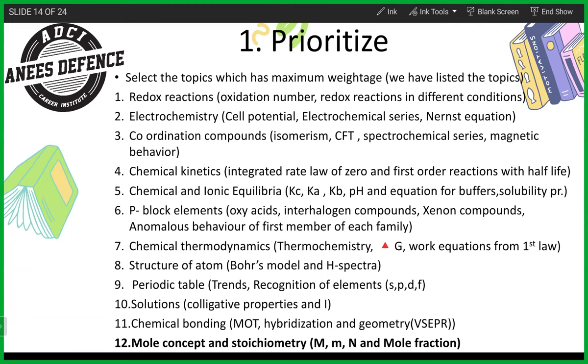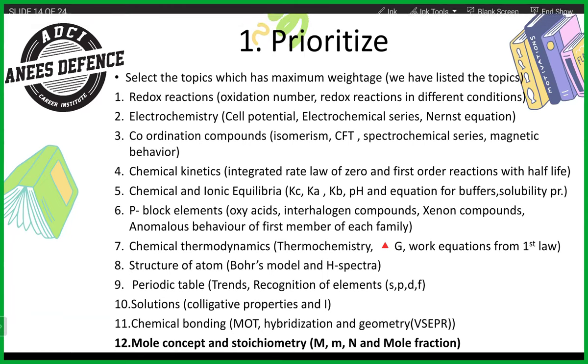Normality is the concept where we come across the process of neutralization between acid and base. How strong should an acid be to neutralize this particular base? What should be the strength of this base to neutralize this acid?